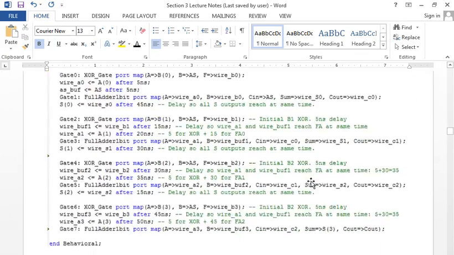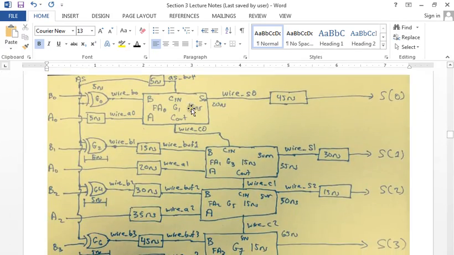So I have 15 nanoseconds. If I know this is 5 nanoseconds, then I'm going to want this to reach at 5 nanoseconds. I want all the inputs to arrive at each element at the same time, and I want all the outputs to come out at the same time. That's the timing constraint. So here, I have this bit go immediately to all the XOR gates, right?